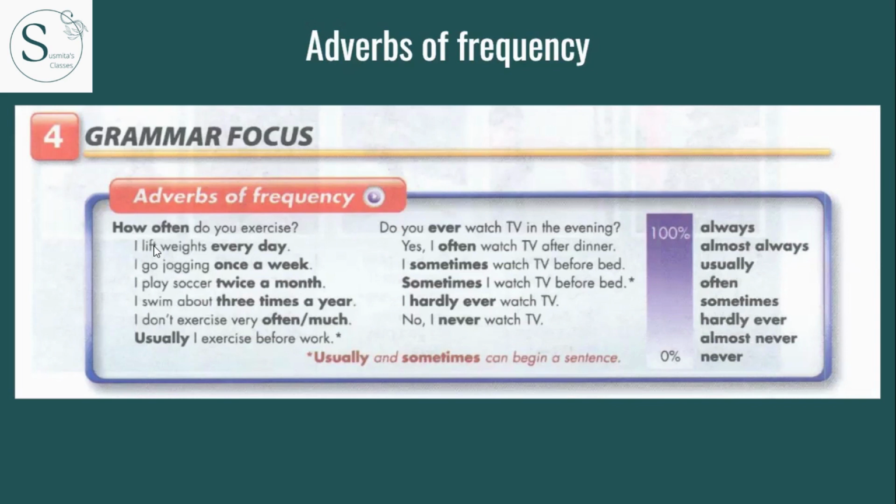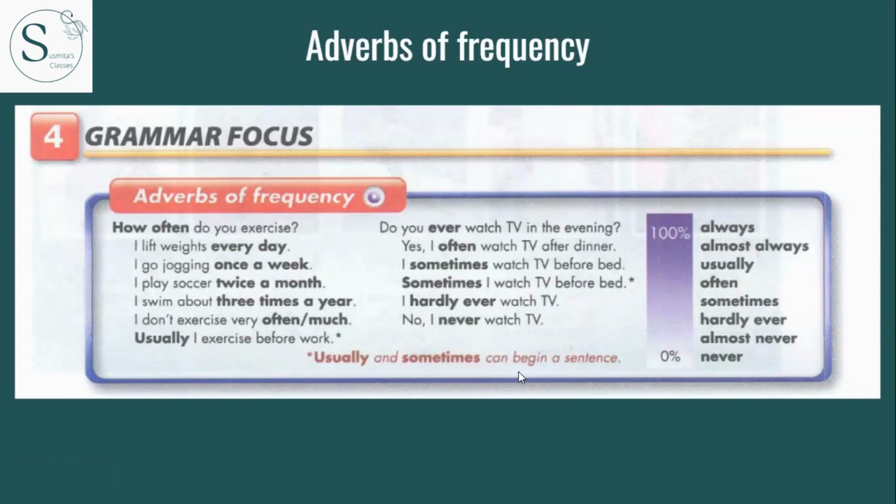How often do you exercise? I can say, I lift weights every day. So every day, that's again the frequency that we are talking about. I go jogging once a week. I play soccer twice a month. I swim about 3 times a year. I don't exercise very much, or I can say, I don't exercise very often.